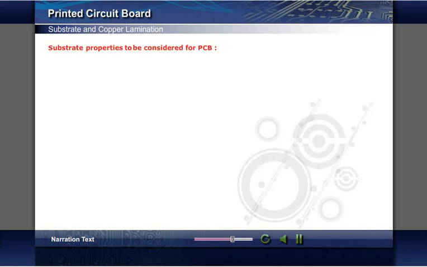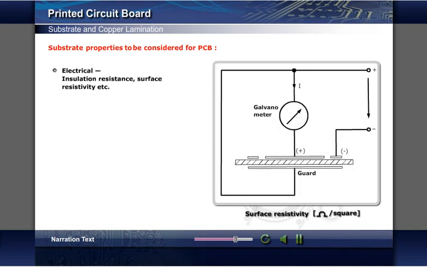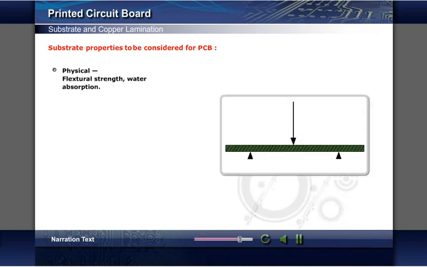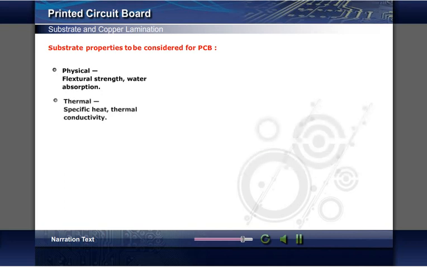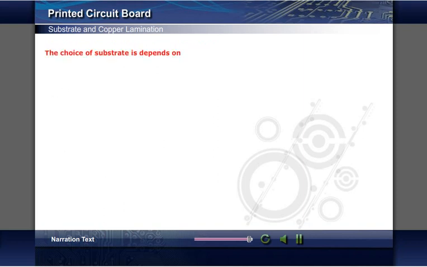For PCB design, the substrate properties are important. Electrical properties, such as insulation resistance, surface resistivity. Physical properties, such as flexural strength, water absorption. Thermal properties, such as specific heat, thermal conductivity. And chemical properties, such as effect of chemicals. The choice of substrate depends on the application, where PCB will be used, and final cost of the product.